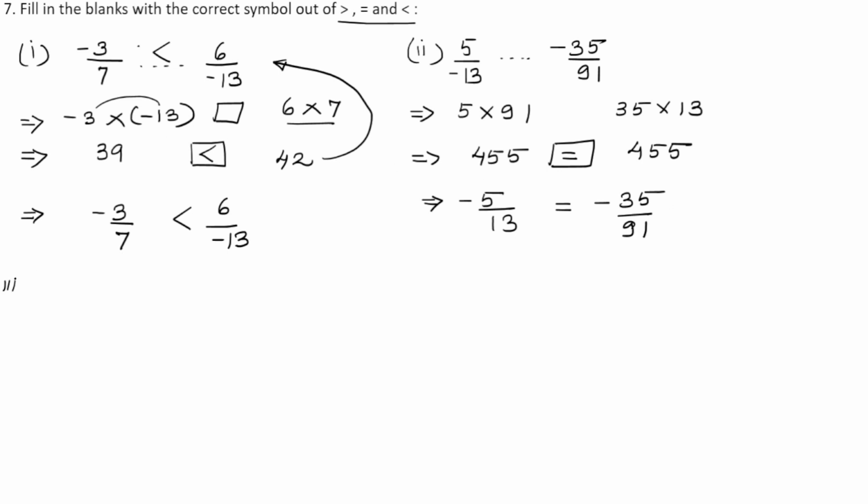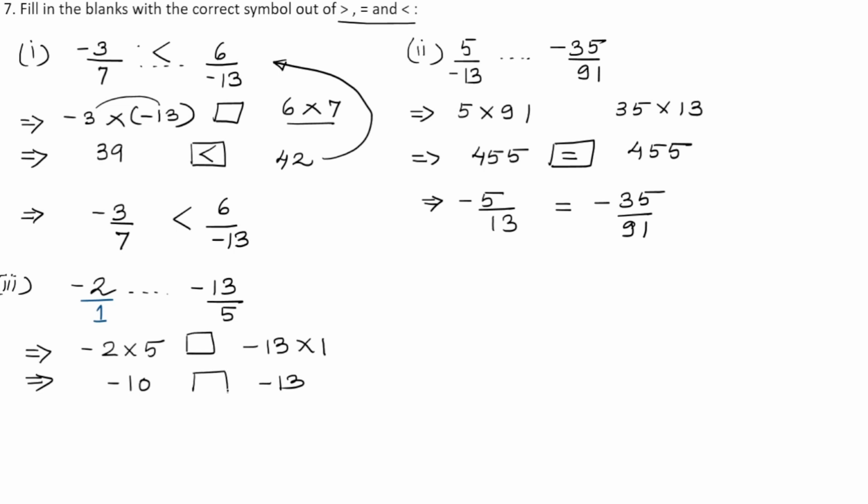Let us solve the next question, that is question number 3. It is minus 2 to be compared with minus 13 by 5. So I can rewrite this number with denominator 1 and do the cross multiplication. So minus 2 into 5, minus 13 into 1. So you get here minus 10 and here minus 13. So obviously minus 10 is bigger here and its corresponding rational number too will be bigger. So minus 2 is bigger than minus 13 by 5.